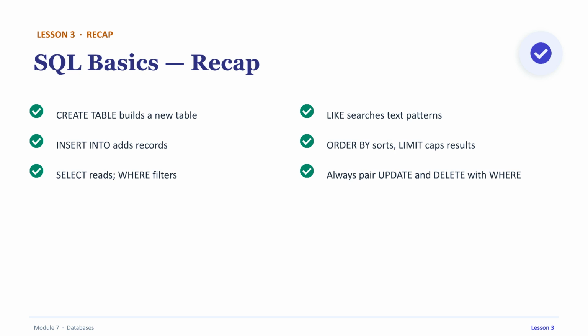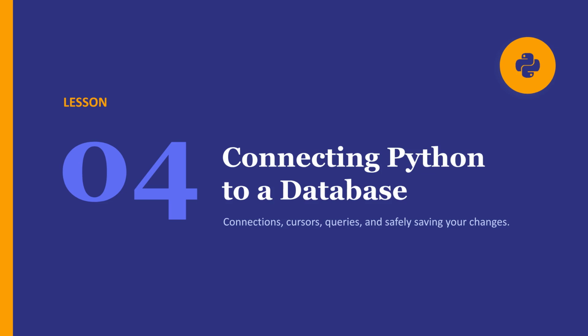Let's summarize our SQL basics. Create table sets up your schema, insert adds records, and select reads them. Use where, like, order by, and limit to refine your queries, and always protect your table data by pairing update and delete with a specific where condition. Now that you know SQL, let's learn how to run those commands directly from Python.